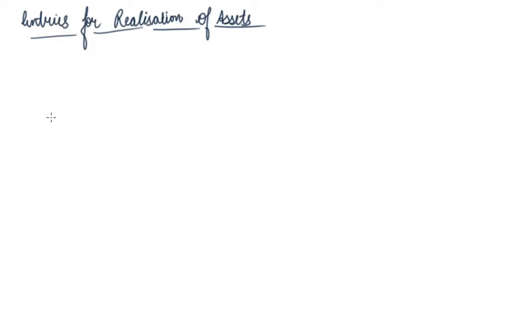In this video, we will be studying the entries for realization of assets and liabilities. First, let's study the entries for realization of assets. When assets are sold, in that case, cash is coming, so cash or bank account debit to realization account.